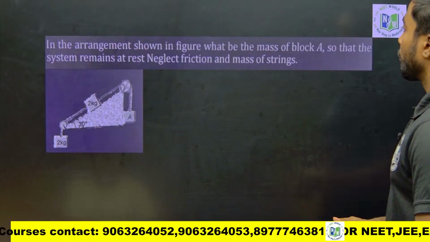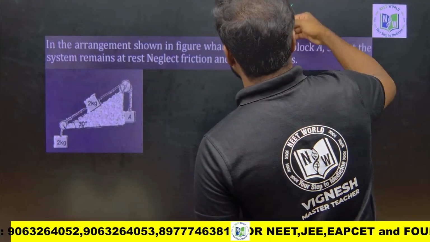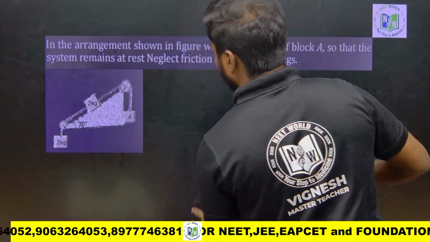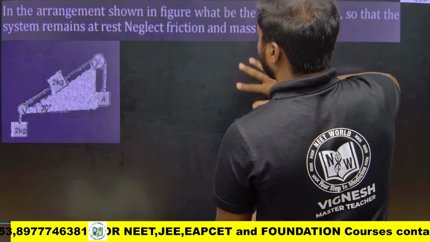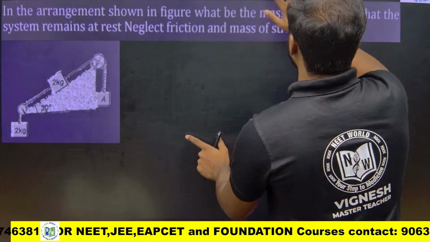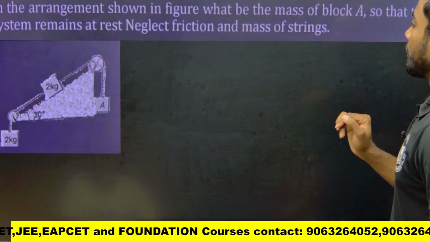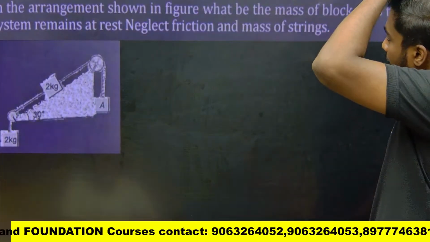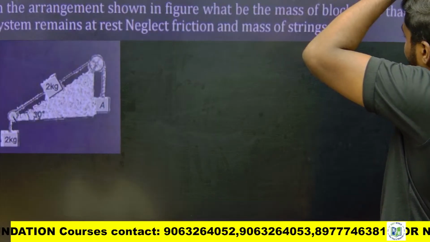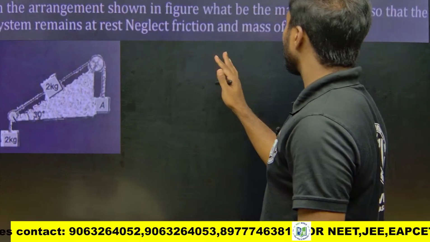Okay. So one more question is there for today's class. Expand this so that you can see the diagram. Okay. So give answer, guys, for this question. In the arrangement shown in the figure, what should be the mass of block A so that the system remains at rest, neglecting friction and mass of the string?